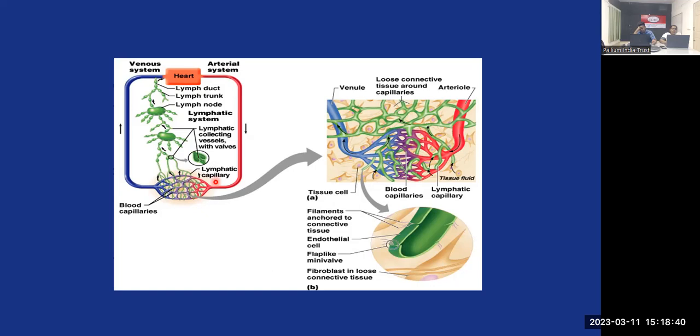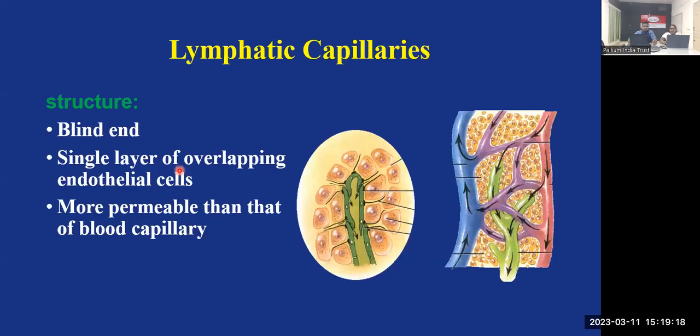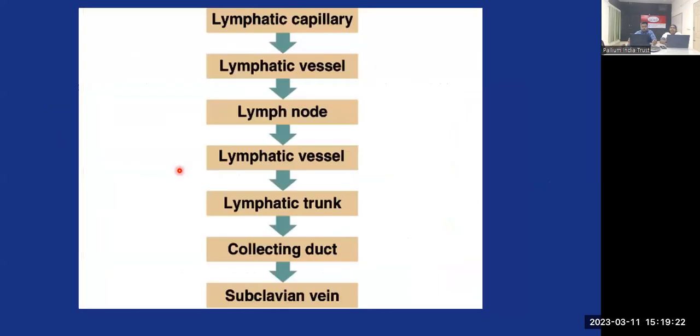Okay, so here in the tissues, there is a connection between the arterial capillaries and the venous capillaries. When they communicate together, there is a leaking out of fluid-like material into the interstitial space. That is called lymph. That fluid will be absorbed by the lymphatic capillaries. Okay, the greenish color is the lymphatic capillaries. The lymphatic capillaries absorb the lymphatic fluid from the interstitial space, and then it goes to the lymphatic vessels, then to the lymph node, and then to the lymphatic vessel. Finally, it goes to the subclavian vein.